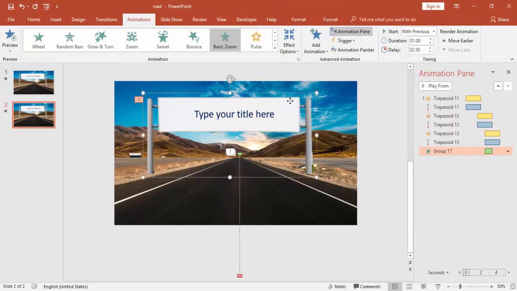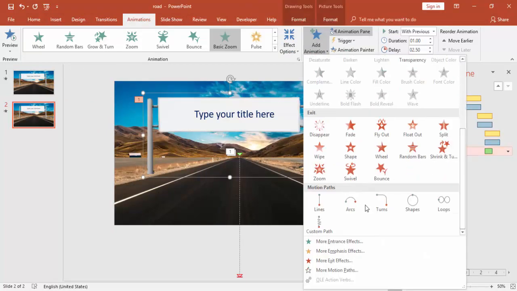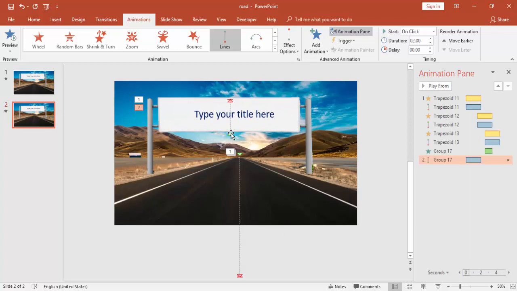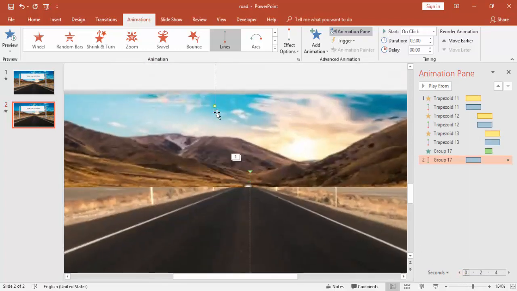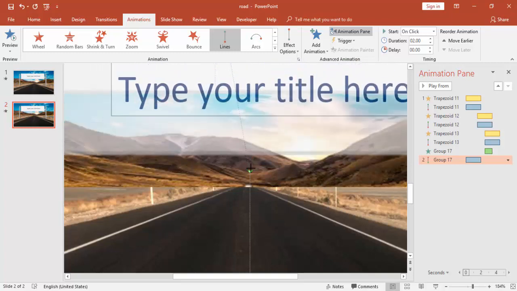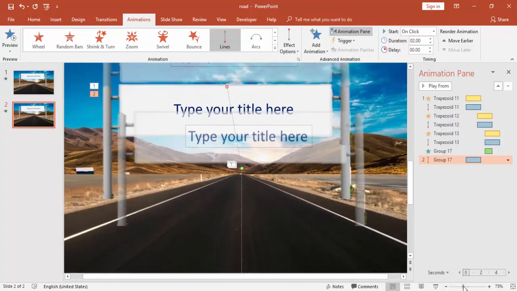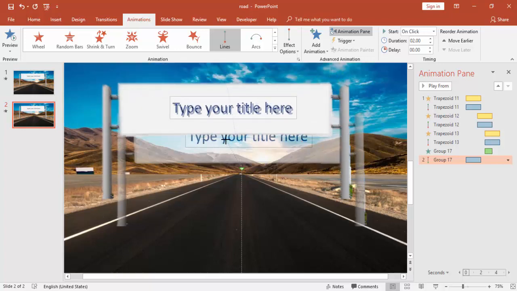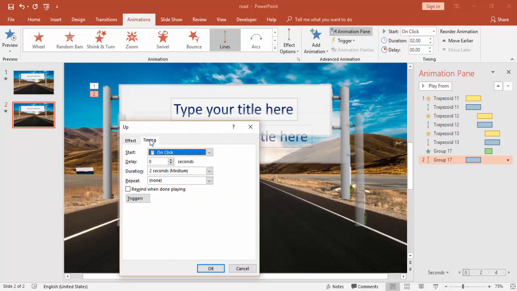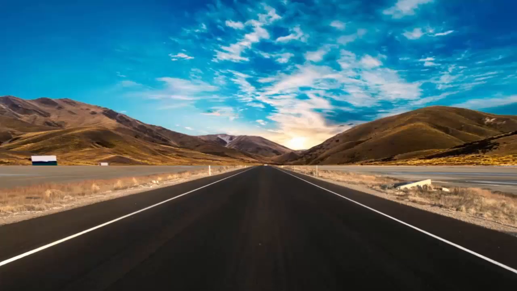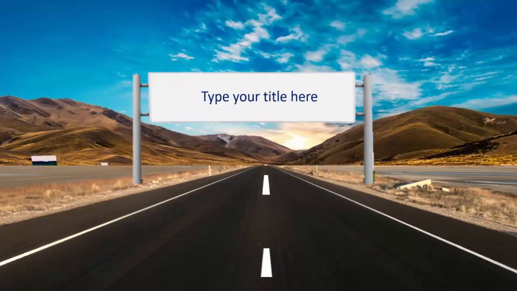I'm going to add one more animation for this billboard. Select the billboard, go to add animation, lines, make it effect, move up, and then you can see this, bring this arrow till this point, and the red one should come something like this here. First of all, make it with previous, the delay of 2.5 seconds, and smooth start, smooth end, make it all zero here. If you see here, the final result will come something like this.